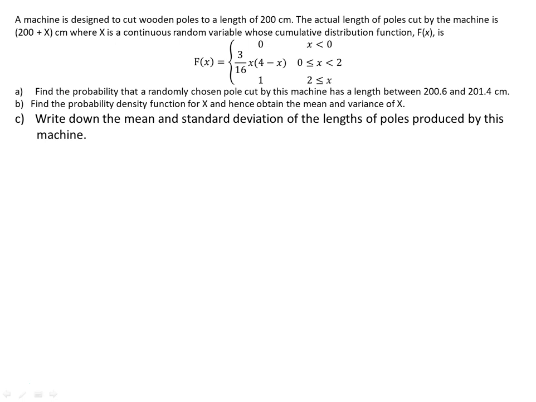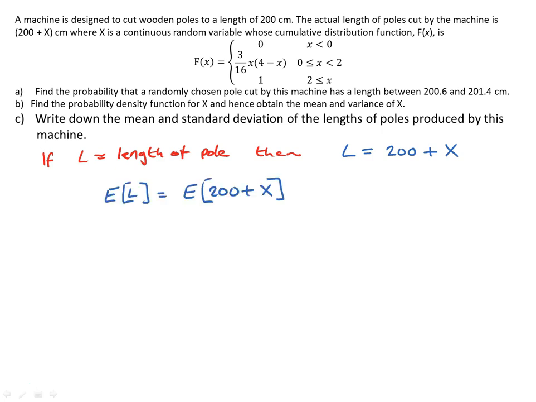Okay, so we've found the mean. However, we've now got to find the mean and the standard deviation of the lengths of the poles produced by this machine. Well, the length of the pole is equal to 200 plus x. So the expected value of L is the expected value of 200 plus x, which is 200 plus the expected value of x. We found out that the expected value of x was 0.5, so the expected value of L is 200.5 centimeters.